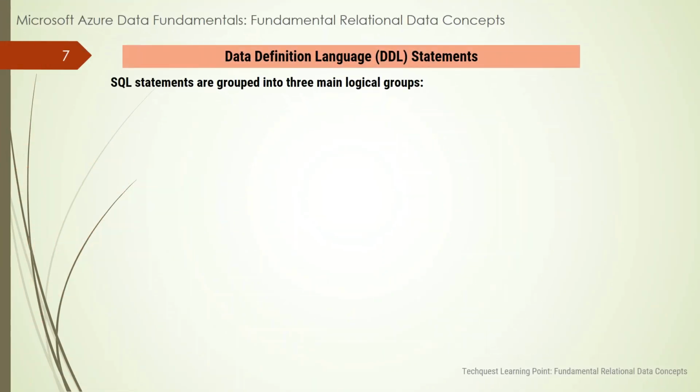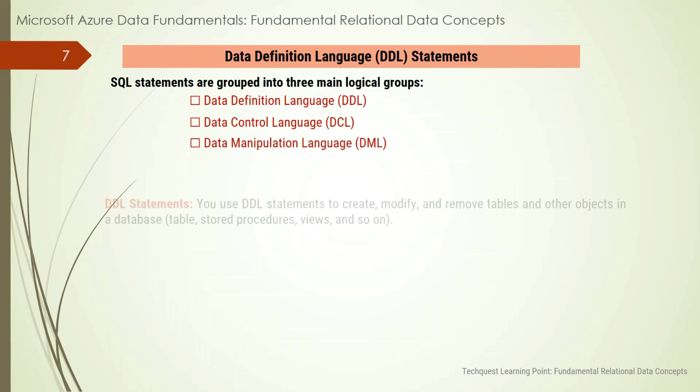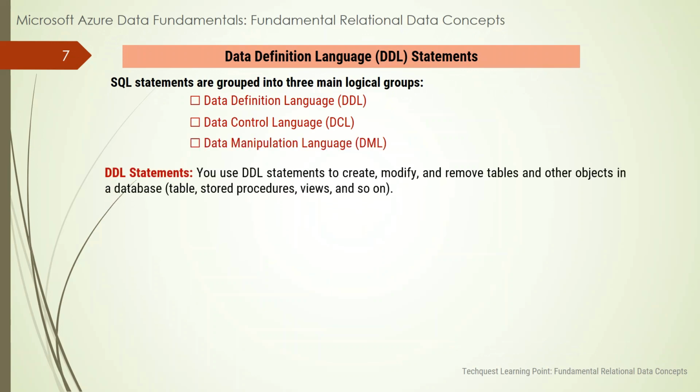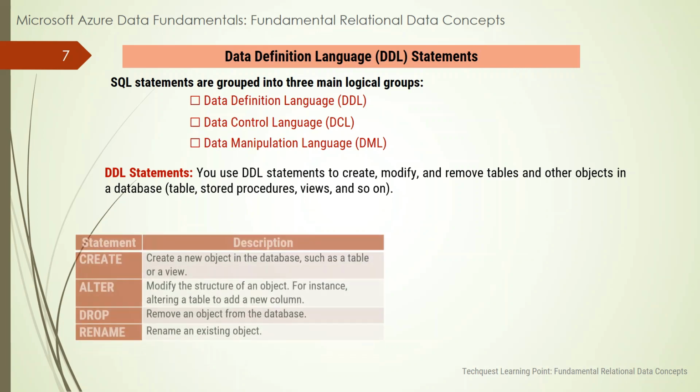SQL statements are grouped into three main logical groups: Data Definition Language (DDL), Data Control Language (DCL), and Data Manipulation Language (DML). DDL statements: you use DDL statements to create, modify, and remove tables and other objects in a database, such as tables, stored procedures, views, and so on.